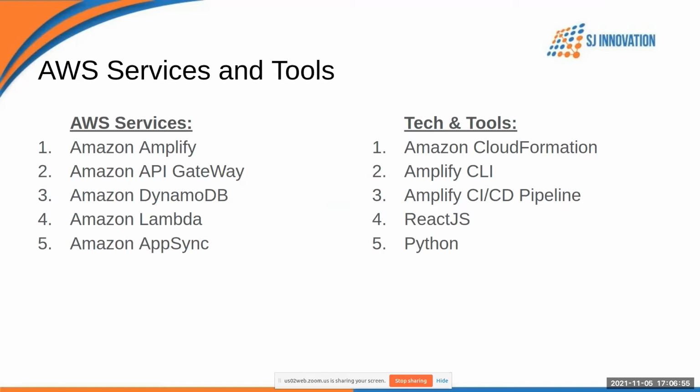And some tools which can be handy, like a CloudFormation template to have the infrastructure ready for our application, Amplify CLI to build the entire infrastructure, and the CI/CD pipeline from Amplify to deploy our code, both backend and front end. For the front end we will be using React.js, and for the backend we will be using Python, mostly on Lambda to write Lambda logic. So this is pretty much it: the key services from AWS and the tools and technologies we will be using for this hands-on.